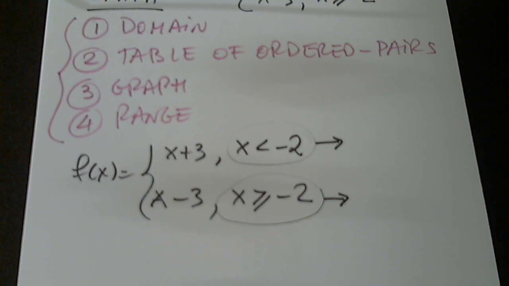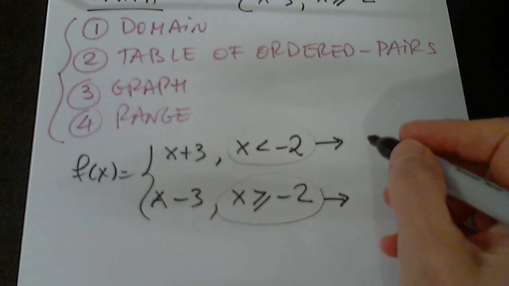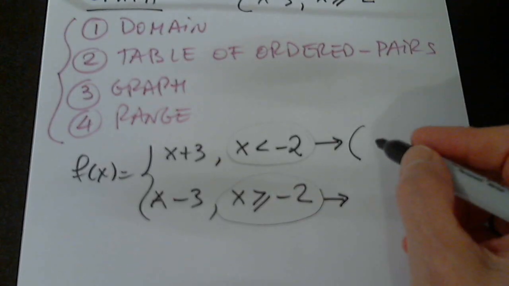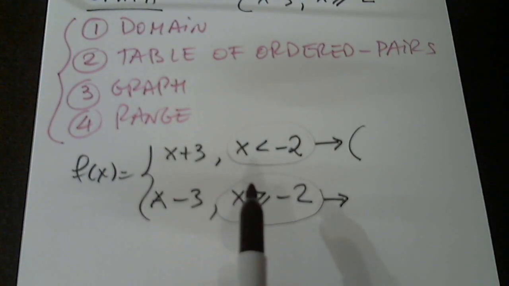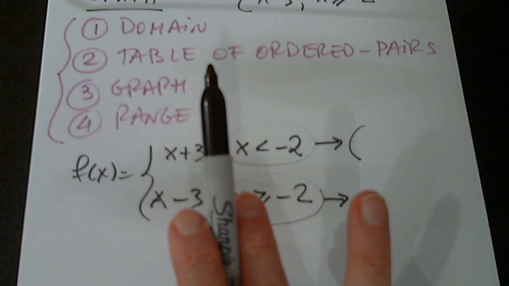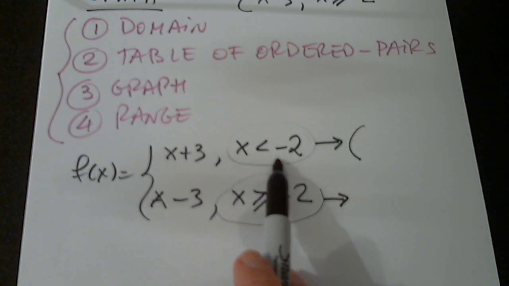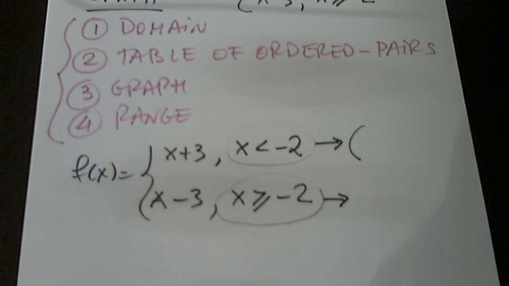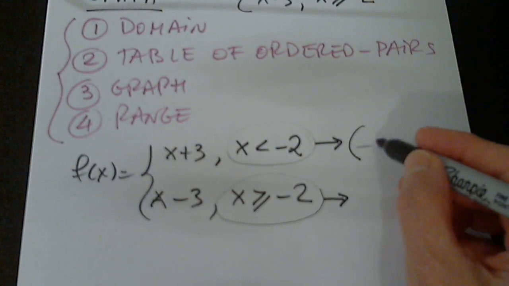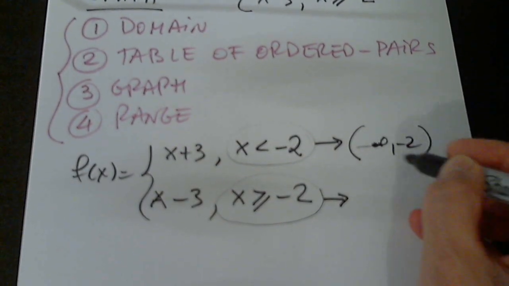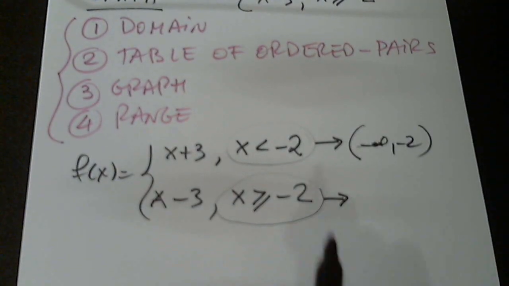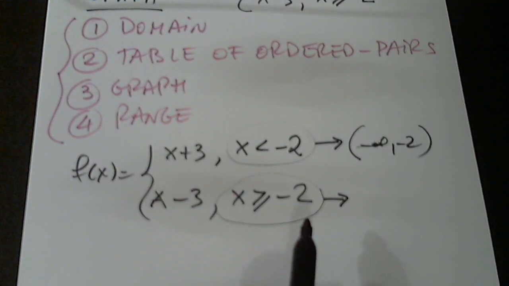Parentheses, yes. Negative infinity to -2. Let's read it: x less than -2. Negative infinity, brilliant. Yes. Thank you. Excellent. -2. Good. Who can help with this one, please?